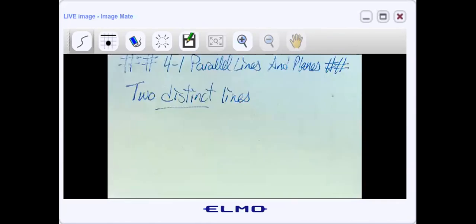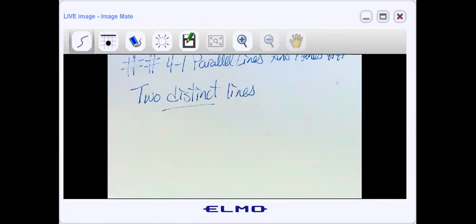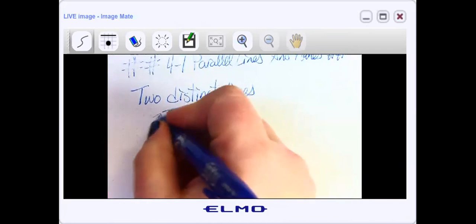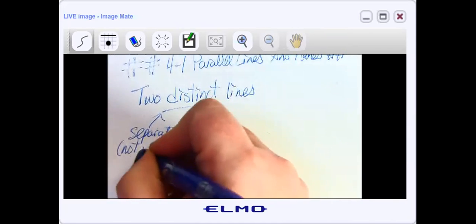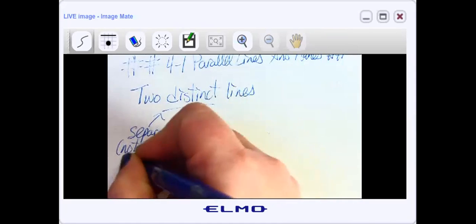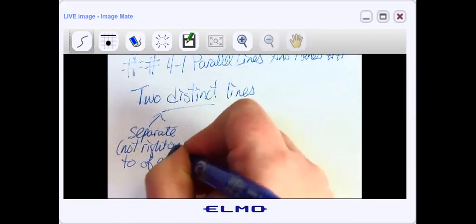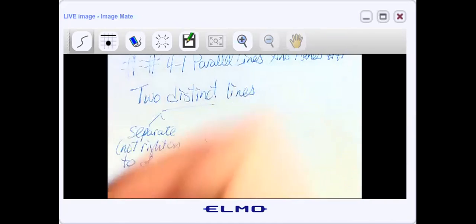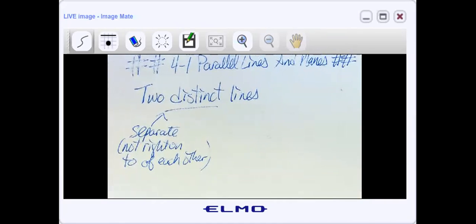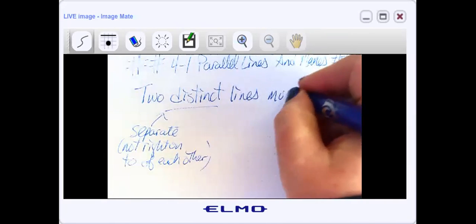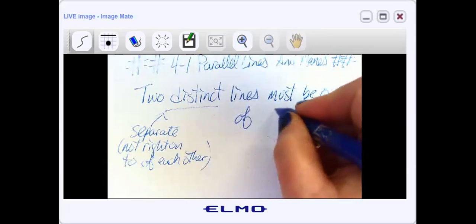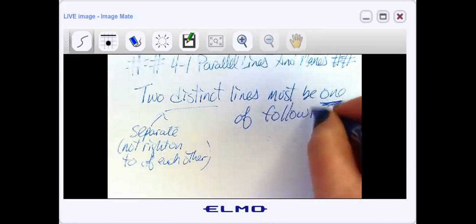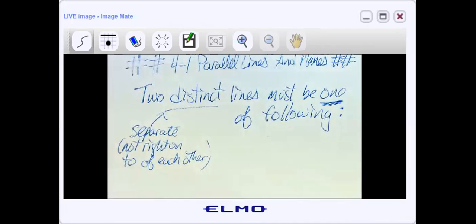Distinct, remember, is the term we're using to say you're not just drawing the same line on top of itself. These are two distinct or separate lines, not right on top of each other. So that's what we mean when we say distinct, and we're talking about lines. Two distinct lines must be one of the following. They can't be more than one. There's no overlap here. It's got to be one of the following things.